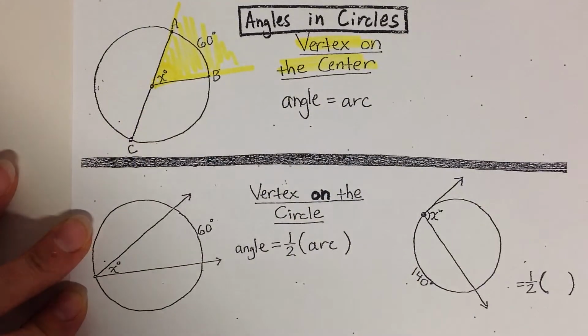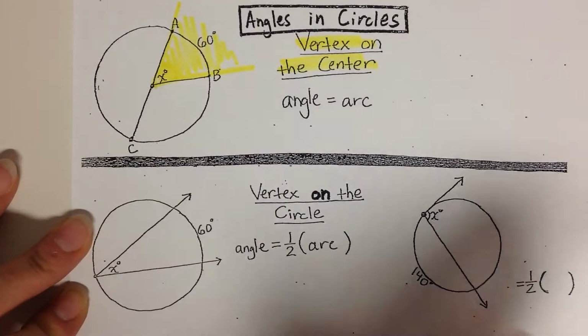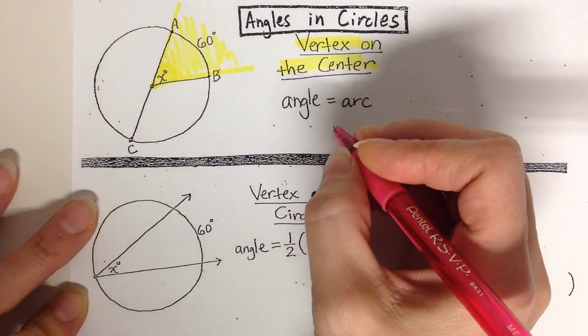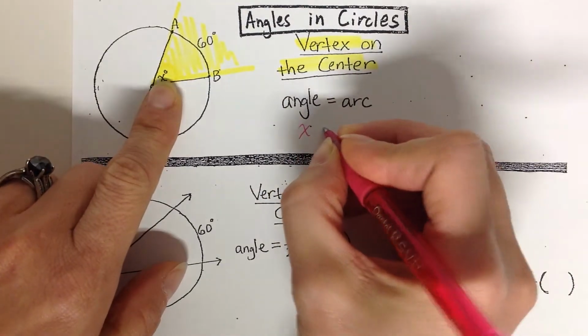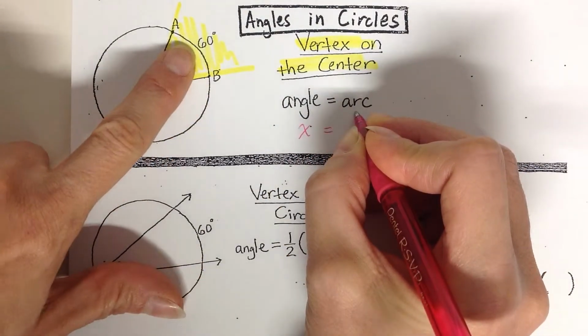And we actually already learned that when we did, what did we do? Just finding measurements of arcs, right? So central angle is going to be equal to, X is my angle here, it's going to be equal to the arc.